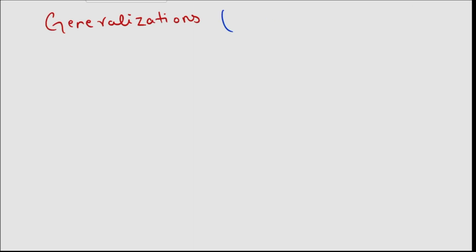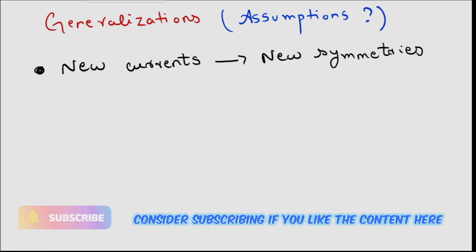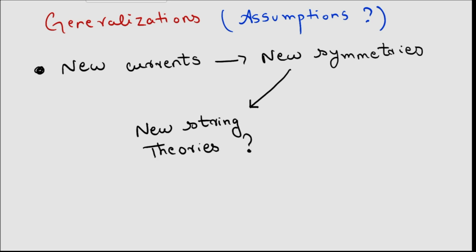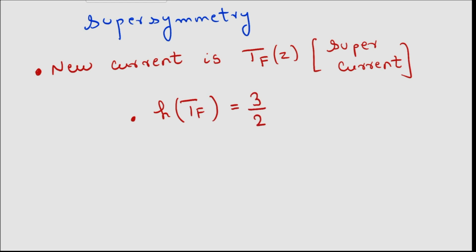Now, we can generalize this idea. The generalization comes with some assumptions that I will talk about in the following. We can think of more symmetries that have some other currents and write down their current algebras. Can we make new string theories in this way? One obvious symmetry to include is supersymmetry. Supersymmetry has a current called supercurrent. For this current, h equals 3/2.